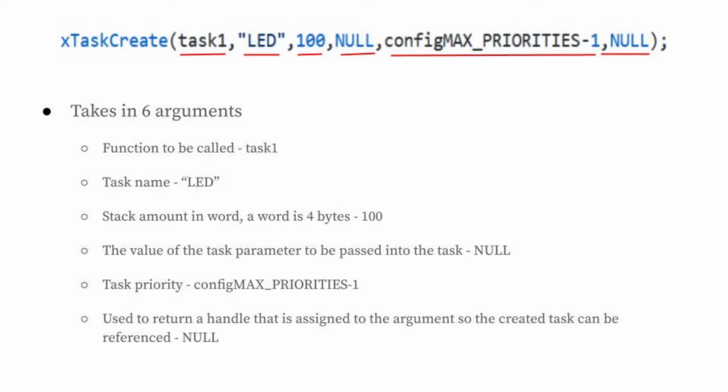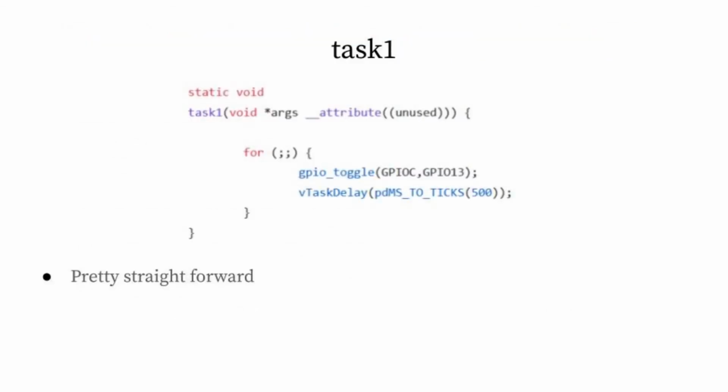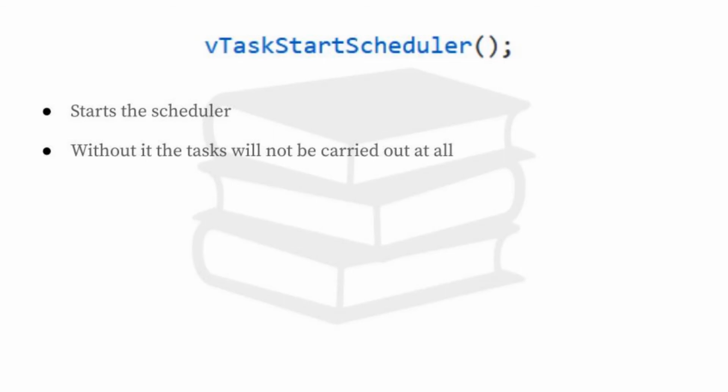So, to sum it up, it creates a task called task 1 with a stack memory of 100 words and the highest priority. Next, let's take a closer look at task 1. It still contains the same code as blinky 1, except it uses the task delay function to do nothing. But this delay function is special, as instead of blocking the entire code and wasting CPU time, it will instead look for other tasks to do and not waste precious CPU time. The task start scheduler basically just starts the scheduler. Without it, the tasks won't run at all.